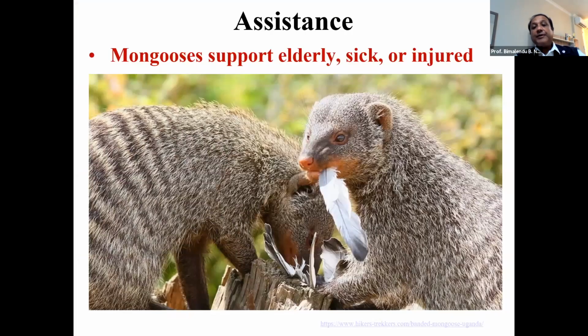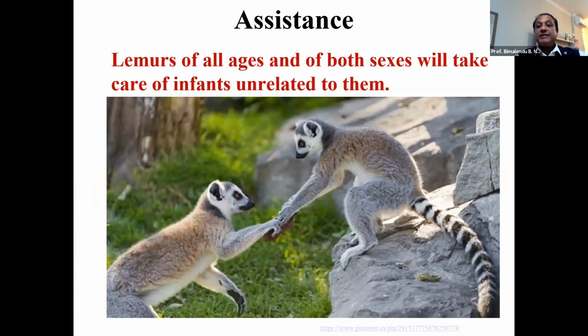So now another type, coming to the assistance type. The more the members show assistance to other members of the same species, the more survival increases, and natural selection favors such type of behavior. Mongoose support the elderly, sick, or injured. It's a very interesting case. Lemurs of all ages and of both sexes will take care of infants unrelated to them, genetically unrelated, but they will take care of infants which are not related to them.